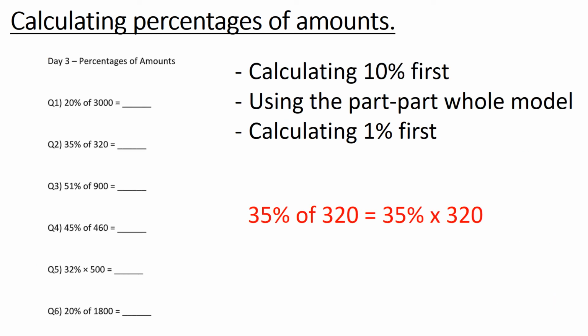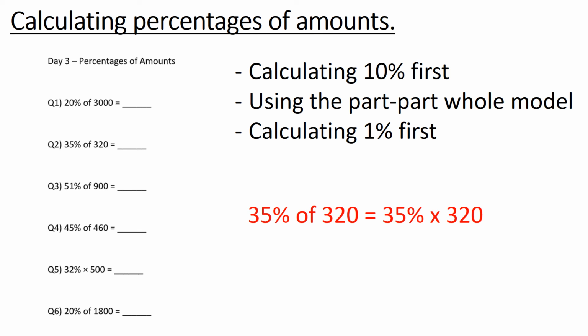So we've looked at 3 different methods today. We looked at calculating 10% first and using that fact to find percentages which were multiples of 10. And you can also use it to find multiples of 5, remembering that if you needed to calculate 5%, you would find 10% first, and then you can divide that answer by 2. You can also use the part-whole model. We looked at sensible parts like 50% and 25% to then find 75% altogether, remembering to add up those parts. And then we finally looked at calculating 1% first and multiplying that answer by the percentage you need to find.